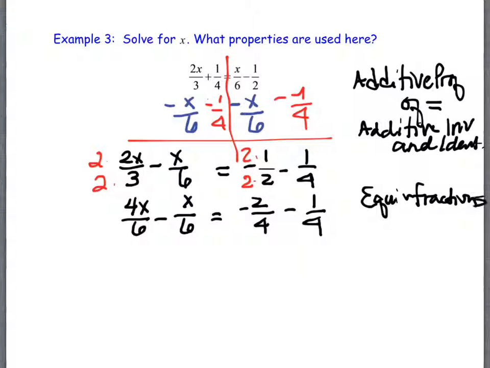Right, I've kept those fractions equivalent by multiplying the numerator and the denominator. Minus x over 6. 3x over 6. What's negative 2/4 minus 1/4? Negative 3/4.